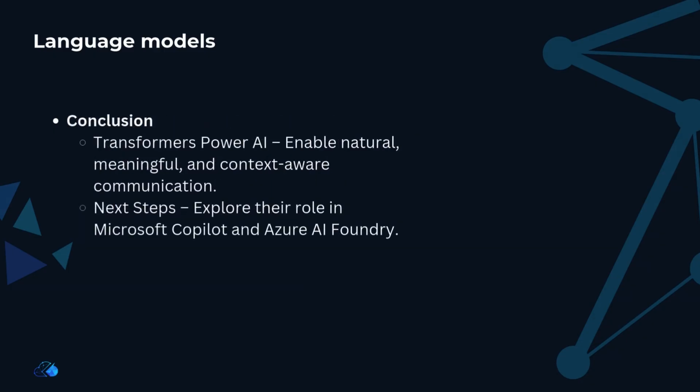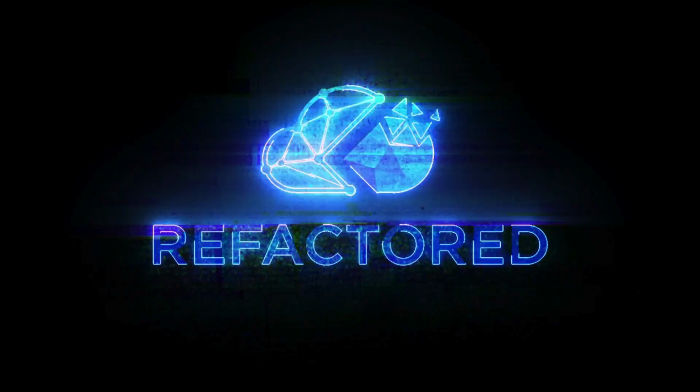So language models powered by transformer architecture have revolutionized how AI understands and generates text. By leveraging embeddings, attention mechanisms, and deep learning techniques, they enable natural, meaningful, and context-aware communication. Understanding these fundamental concepts provides a solid foundation for exploring the capabilities of generative AI in its real-world applications.